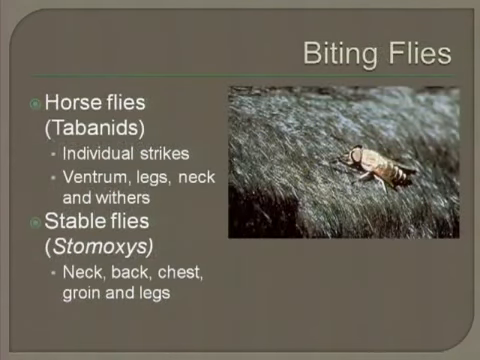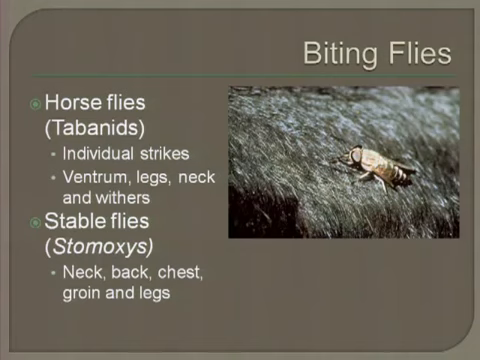So we're going to move into the biting flies. The picture here is a big, juicy horsefly. Horseflies and deer flies are in the tabanid family. These are big flies, and they produce individual strikes. Rather than swarms of flies that produce small strikes, these are usually individuals.